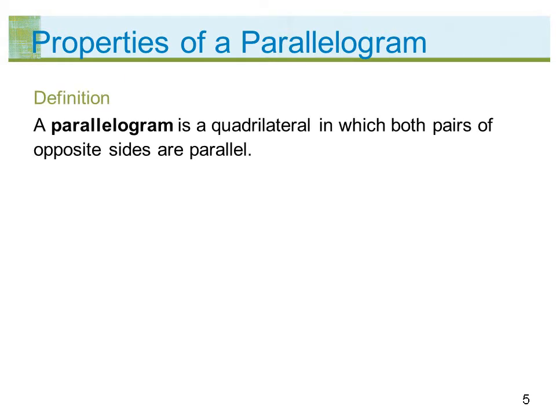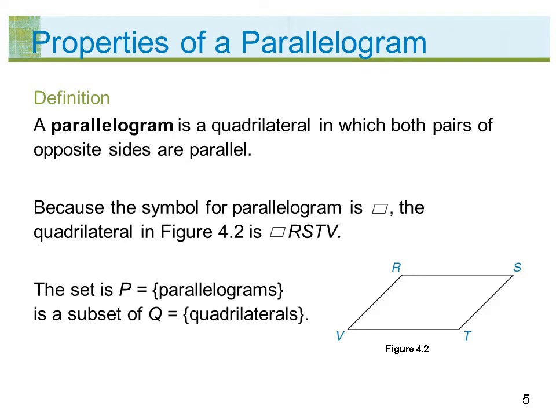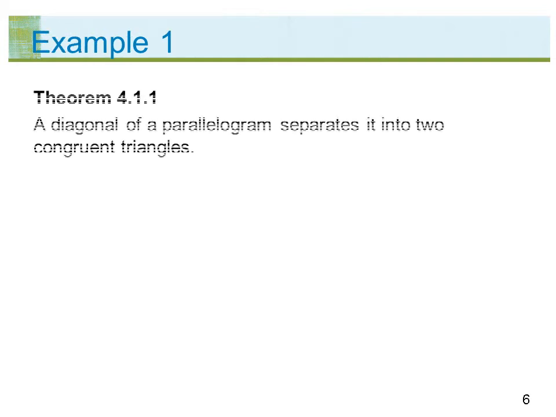Definition: a parallelogram is a quadrilateral in which both pairs of opposite sides are parallel. Because the symbol for parallelogram is ▱, the quadrilateral in Figure 4.2 is parallelogram RSTV. The set P, the set of parallelograms, is a subset of Q, the set of quadrilaterals.